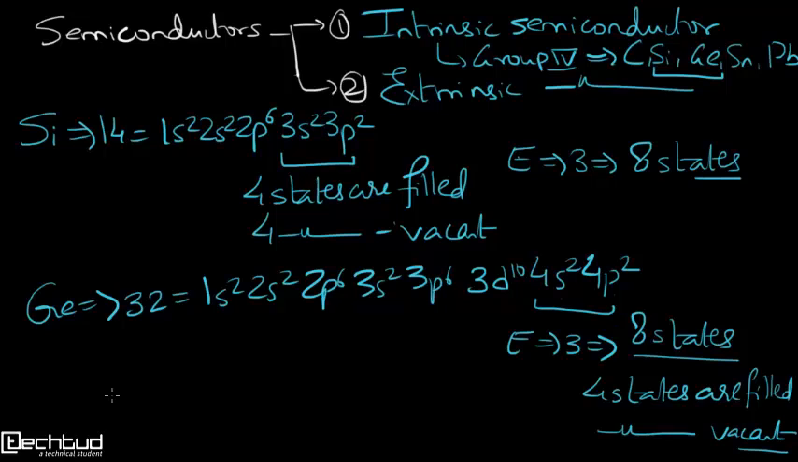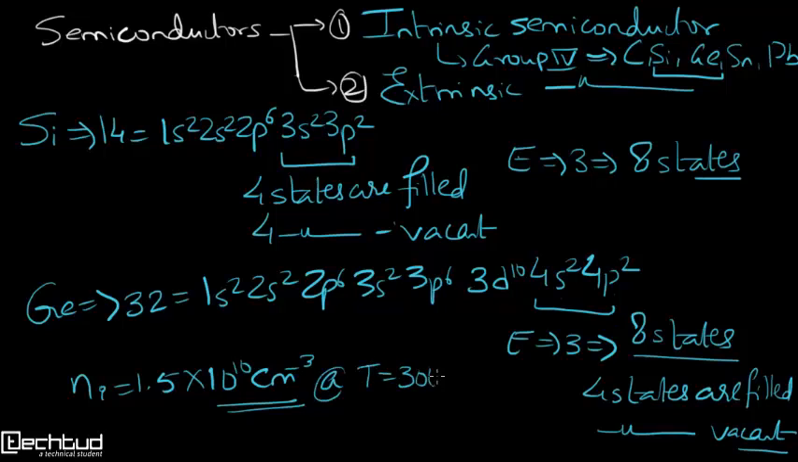So at room temperature, the intrinsic carrier concentration of silicon is 1.5 into 10 to the power 10 per centimeter cube. Okay. So this is the intrinsic carrier concentration. What do you mean by this? That this number of electrons are available per centimeter cube at room temperature, that is 300 Kelvin. Okay. So these are the things that are available.